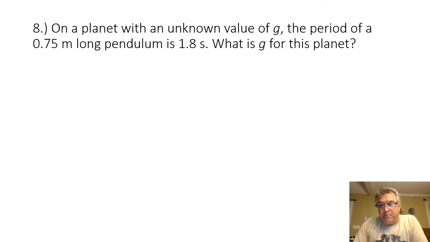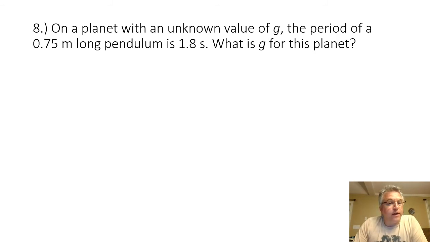Let's take a look at problem number 8. Thank goodness this is going to be a short video. On a planet with an unknown value of g, the period of a 0.75 meter long pendulum is 1.8 seconds. What is g for this planet?